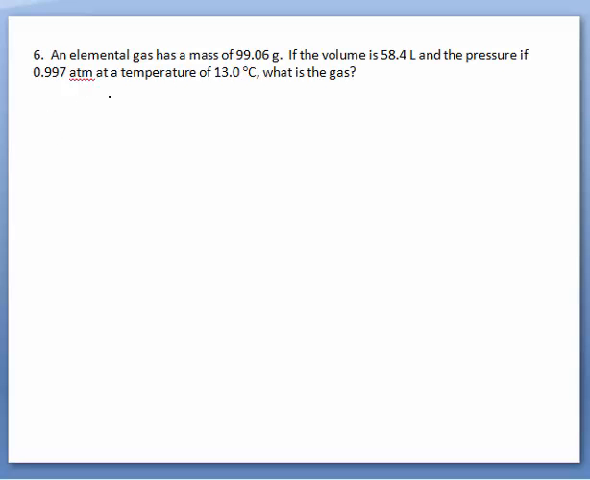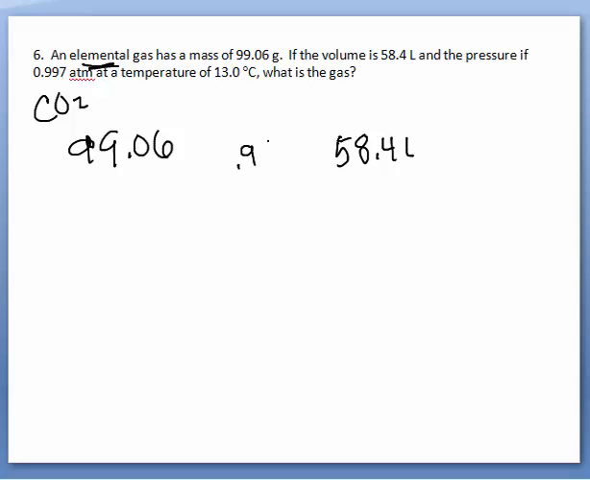These last two problems deal with gases. So you have an elemental gas with a mass of 99.06 grams. That term there is important. Elemental means it's a single element off the periodic table, so not something like carbon dioxide. Alright, so we've got the volume of gas, 58.4 liters, and the pressure is 0.997 atmospheres.